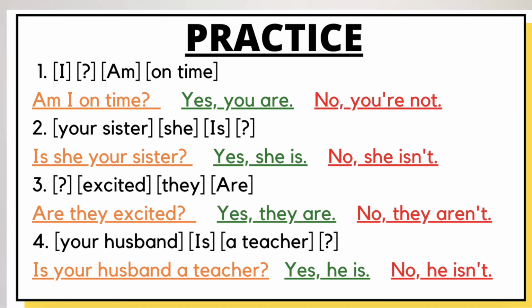Number 3 is unscrambled to say, are they excited? And we can have a positive answer, yes they are, or negative answers, no they aren't, or no they're not. For number 4, we could ask, is your husband a teacher? Our positive answer is, yes he is. Our negative answers could be, no he isn't, or no he's not.